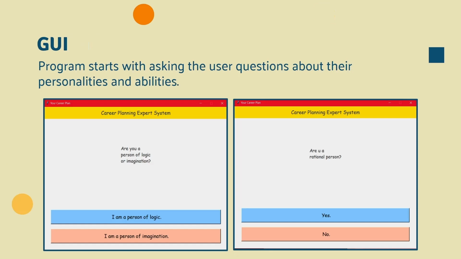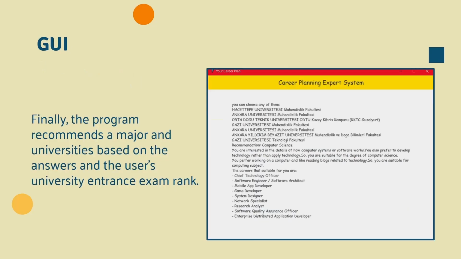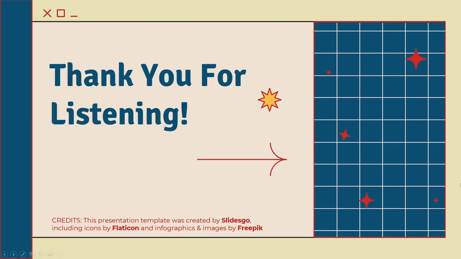There are pictures of our graphical user interface. As you can see, in the middle there's a question, and at the bottom there are answers. A user can click buttons and answer the question, and the program will show another question. After all questions are finished, the program shows a recommendation. This recommendation includes university names, the department name, why the user should choose this department, and the career opportunities for this department. So this is the expert system that we created.